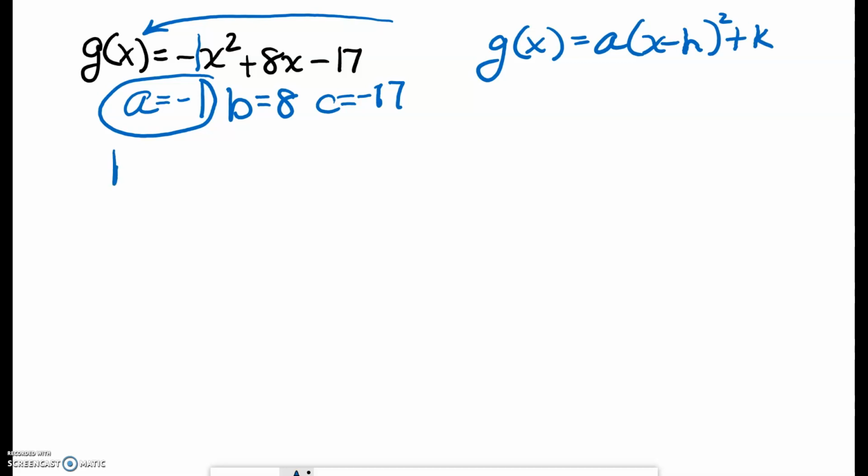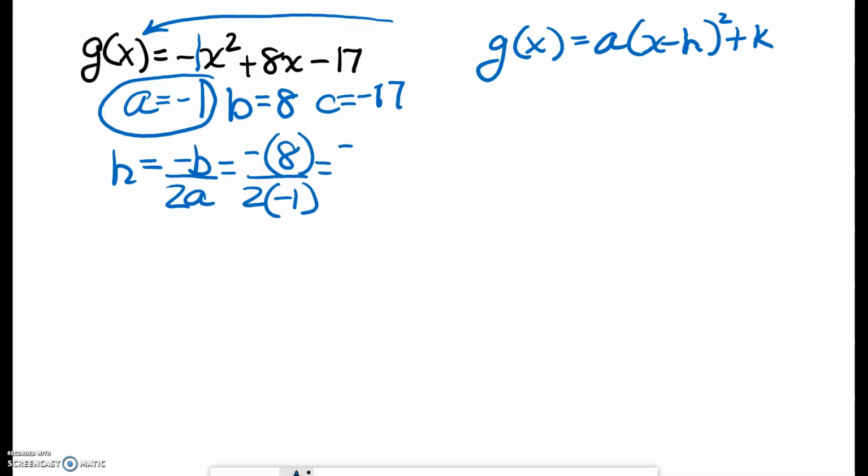All right, so let's calculate our h value. So it's negative b over 2a. So it's negative b, which is 8, over 2 times a, negative 1. So we have a negative 8 over a negative 2, which gives us a value of 4 for h. So when we calculate k, we're just plugging our h in here.